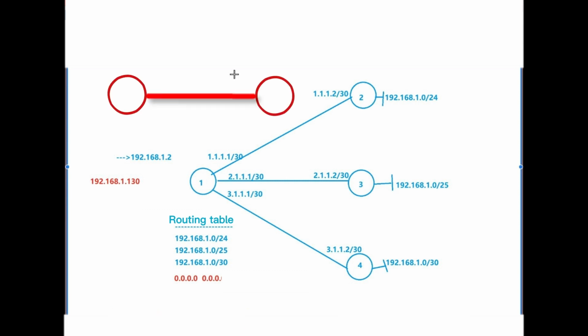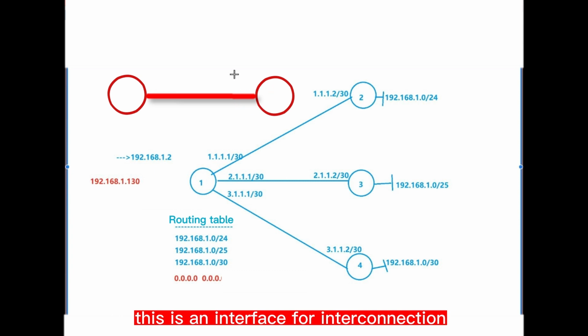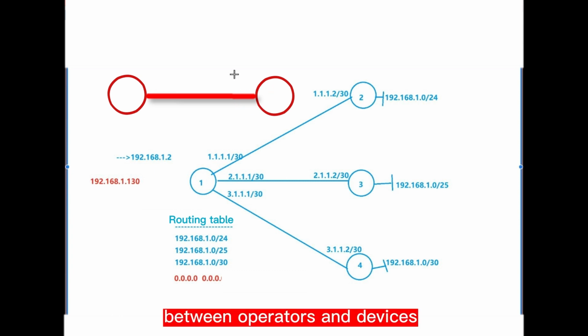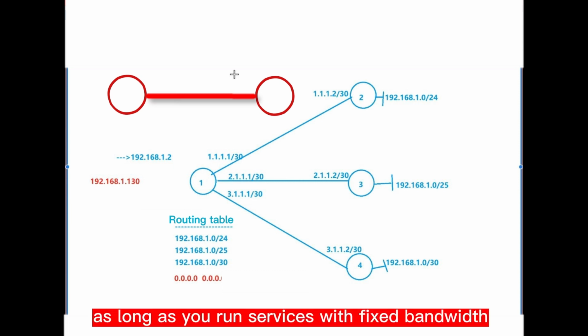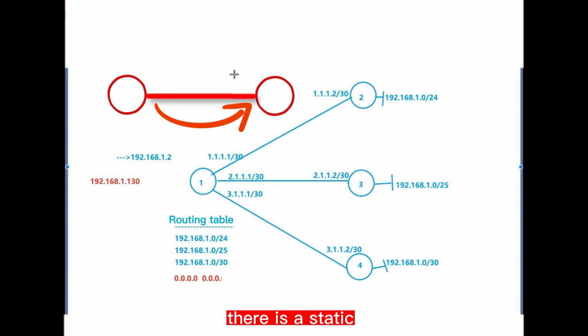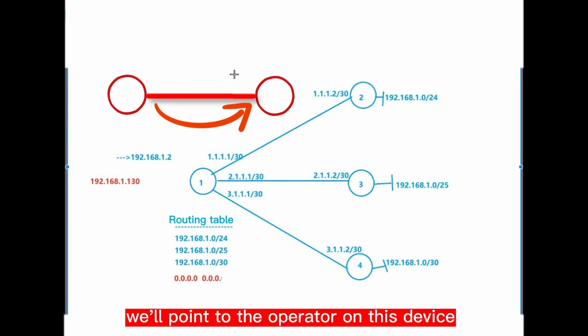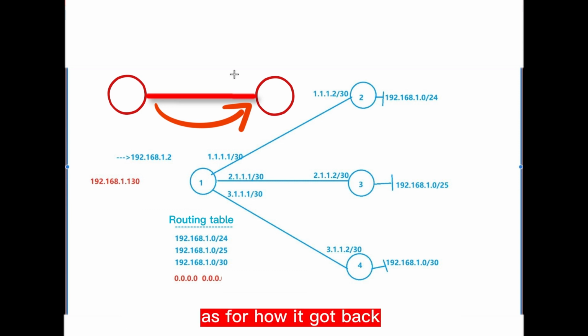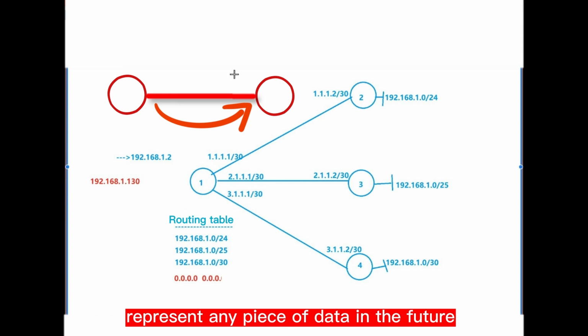For example, this is an interface for interconnection between the operator and the device. The operator will also assign addresses. As long as you run services with fixed bandwidth, there will be a fixed address to connect with you. There is a static route, and we point to the operator's device. As for how the data gets back, don't worry. For the egress device, there is a route called the default route, which represents any piece of data in the future.